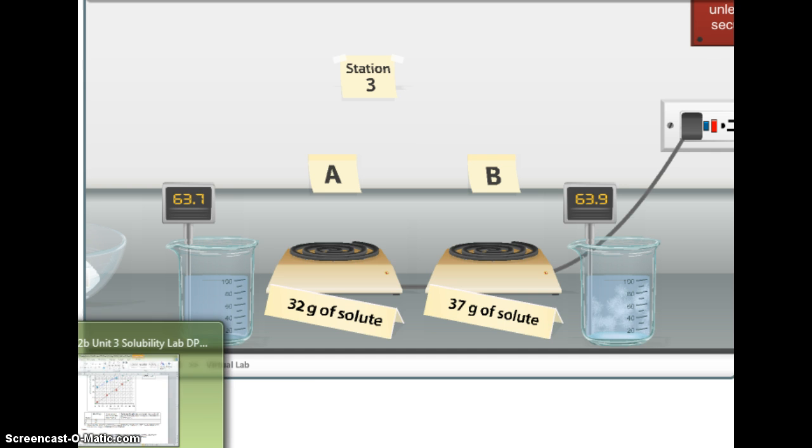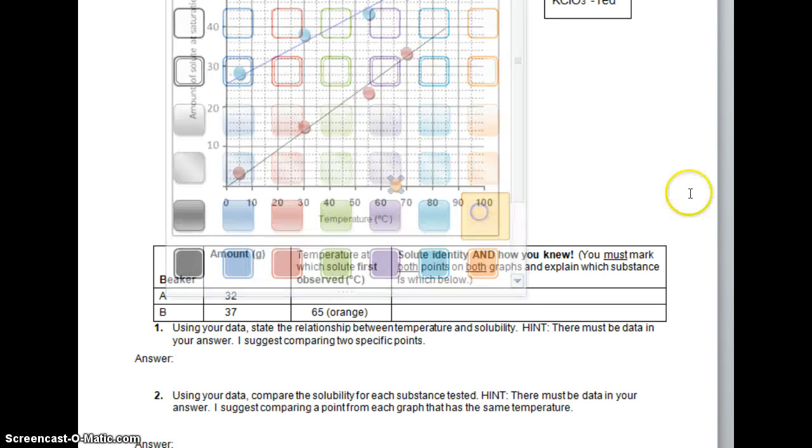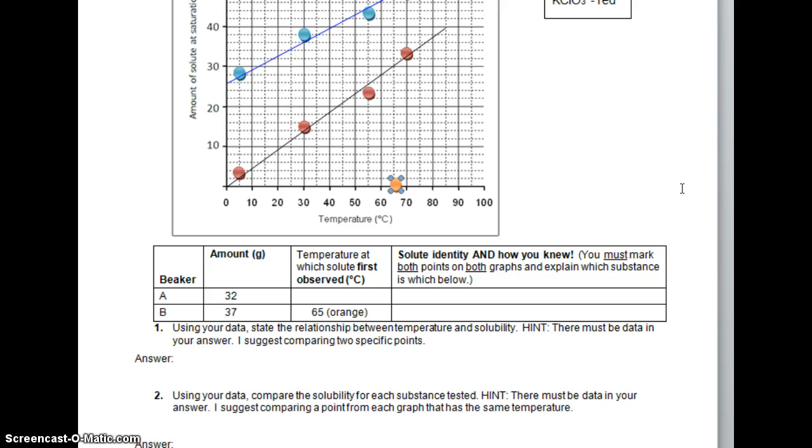So let's add that to our data. We said at about 65 degrees. All right, and let's make this one orange. Let's make an orange dot. So let's put that on our graph. And do I need my dot to go to the left or to the right? I need it to go to the left, right there on 65. And I want it to go up to 37.